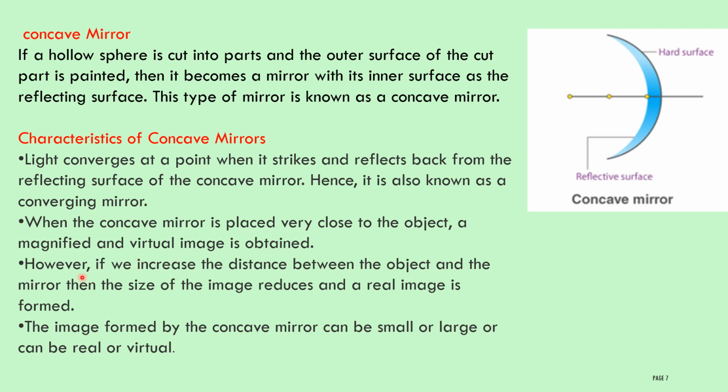The next one: if we increase the distance between the object and the mirror, then the size of the image is reduced and a real image is formed. The image formed by a concave mirror can be smaller or larger, and can be real or virtual. So the type of image you get in a concave mirror can be small or large, real or virtual.